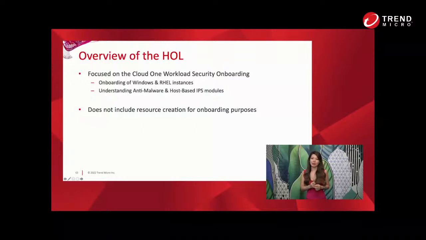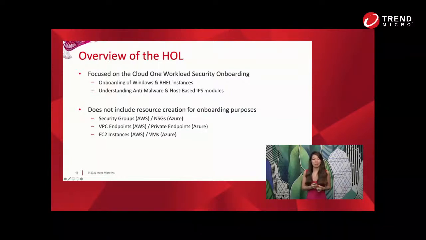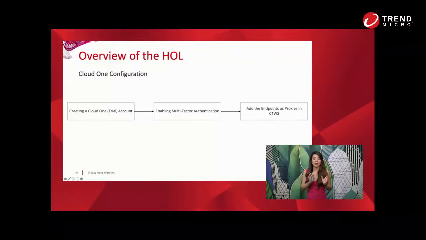In this session, you do not have to create any resources on your own. Everything is created for you, including security groups or NSGs, VPC endpoints for AWS, private endpoints for Azure, and EC2 instances and VMs. Now the first step is to set up your Cloud One account properly. To do that, you will have to create a Cloud One trial account. Once that's done, you have to set up multi-factor authentication within the console itself. Afterwards, you'll be adding the endpoints as proxies in the Cloud One Workload Security Console.